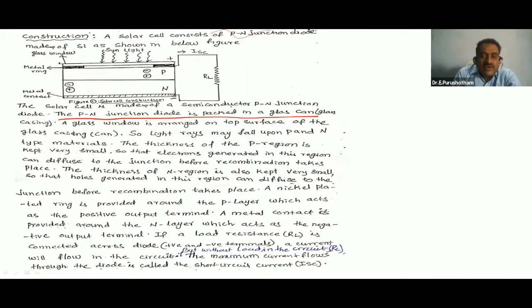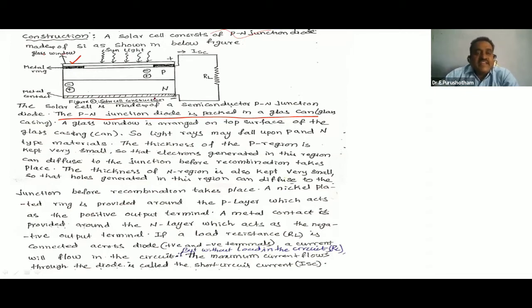A glass window is arranged on top of the metal ring, on the top surface of the glass can or box, so light rays may fall upon the P type and N type semiconductor. So you observe, this is P type, this is N type.